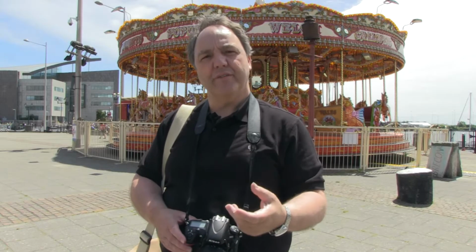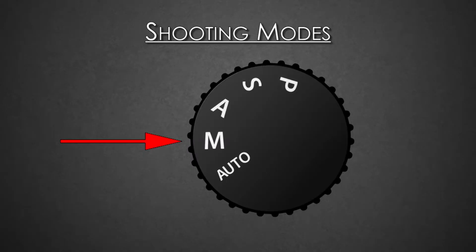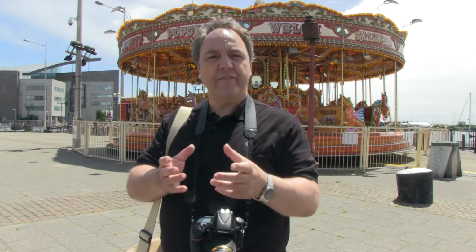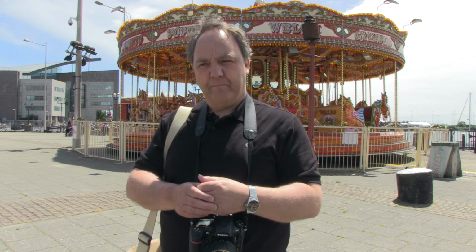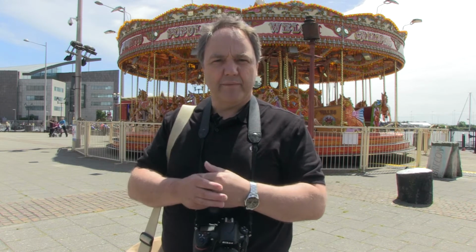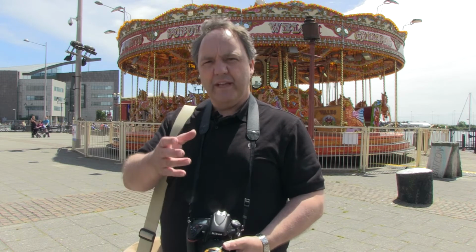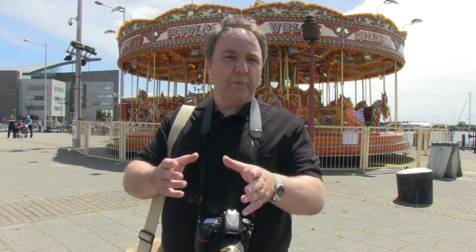The mode that gives you the most freedom is probably going to be manual mode, often described as M on the camera. Manual mode means that you have to set physically the shutter speed and the aperture yourself. Now you don't just randomly come up with a couple of numbers and set them on the camera. You need some kind of guidance from that. And there's two ways to do it.